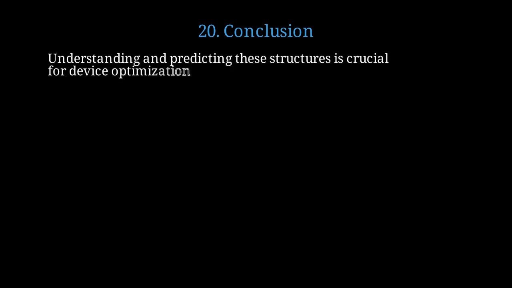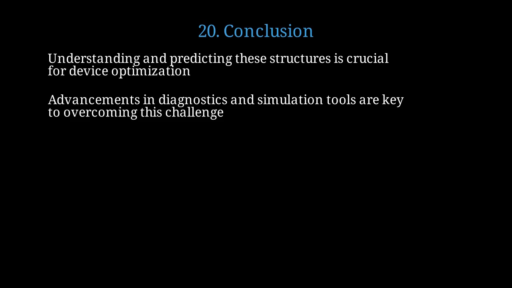In conclusion, chaotic micromixers, despite their promise for efficient mixing at the microscale, often fall short due to the presence of coherent structures that resist mixing. Understanding and predicting these structures is crucial for optimizing device design to minimize their impact and achieve efficient mixing. Advancements in diagnostics, such as Lagrangian coherent structures, and simulation tools will be key to overcoming the challenge of anomalous mixing in chaotic micromixers.